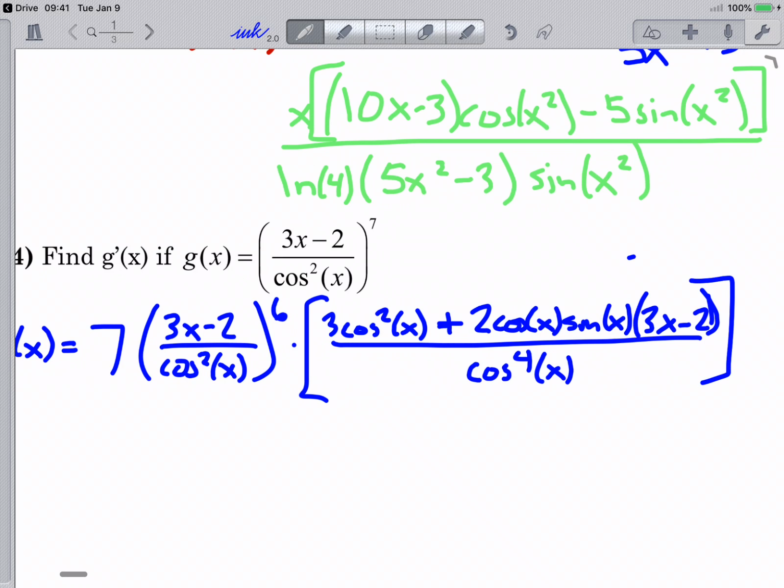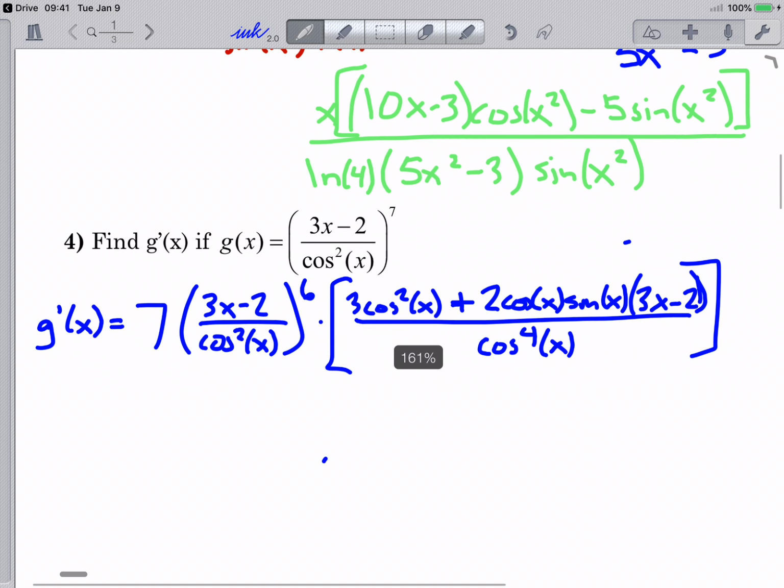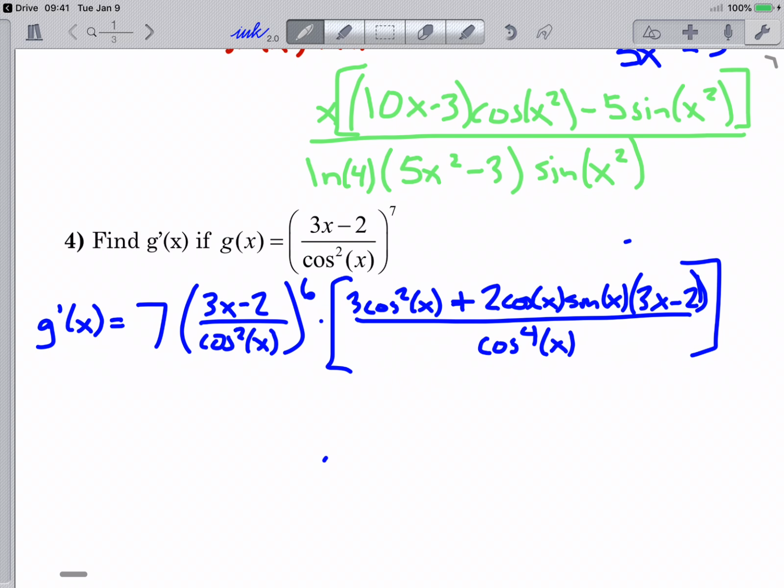So now I'm ready to simplify. What can I do on top? They've each got a cosine, so I can factor out a cosine. So I've got 7. This stuff all stays the same. But I'm going to rewrite it so that we can do some more simplifying. Rewrite this as cosine 12th of x.